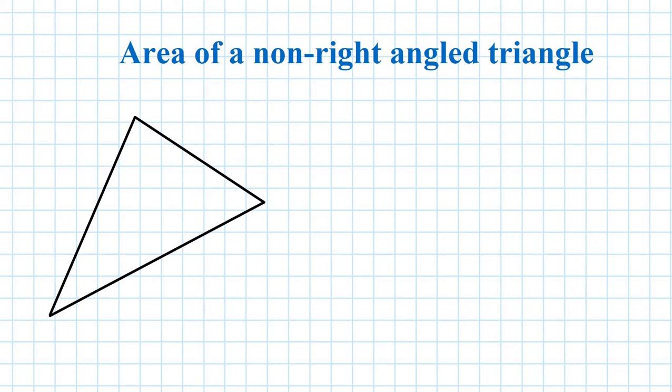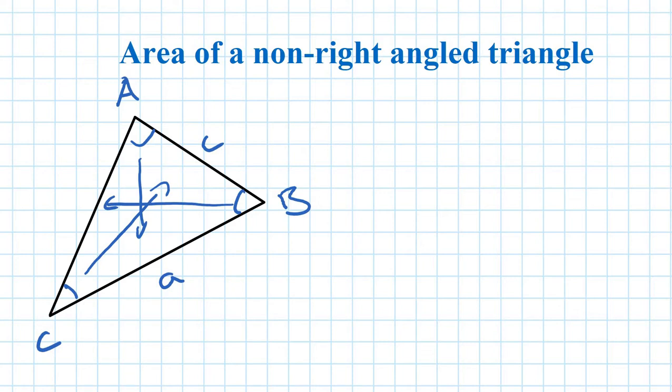Area of a non-right triangle. Let's say this triangle here, let's name it A, B, and C. Of course, opposite C is side c, so it's a lowercase c. And opposite angle A is side a. And then side b is opposite angle B.